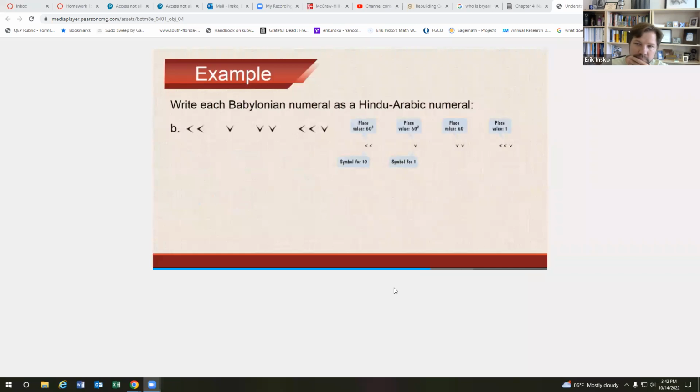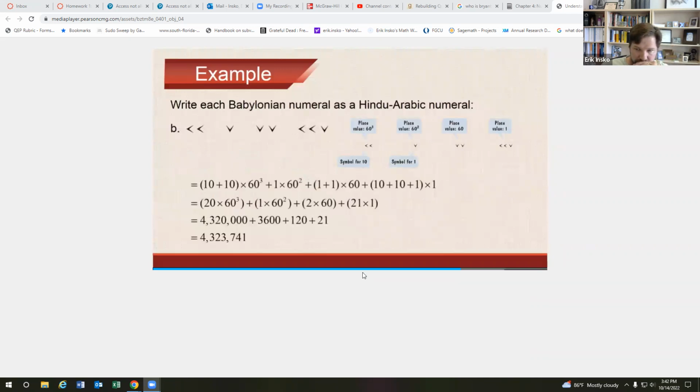In part B, we have 2 sideways chevrons in the place value 60 cubed. We have 1 vertical chevron in the 60 squared place value, then 2 chevrons in the 60 place value, and finally, in the 1's place value, we have 2 sideways chevrons and a vertical chevron. This gives us the quantity 10 plus 10 times 60 cubed plus 1 times 60 squared plus the quantity 1 plus 1 times 60 plus the quantity 10 plus 10 plus 1 times 1. Simplifying gives us the quantity 20 times 60 cubed plus the quantity 1 times 60 squared plus the quantity 2 times 60 plus the quantity 21 times 1.